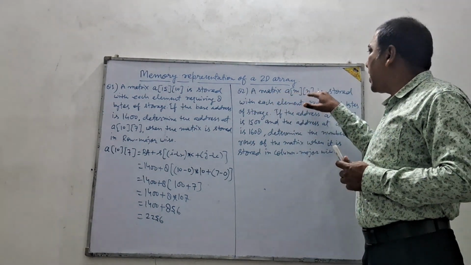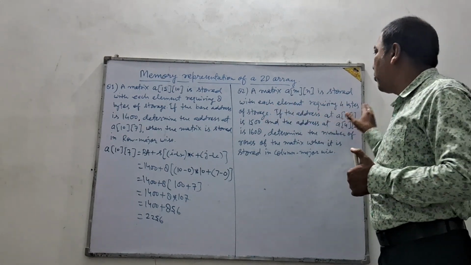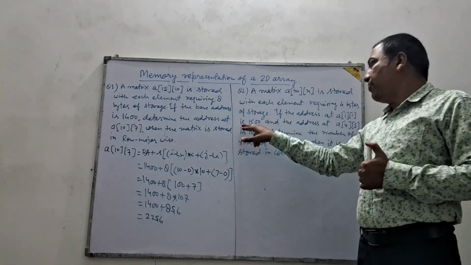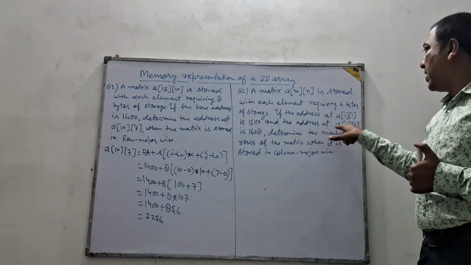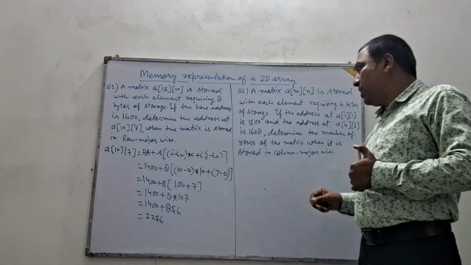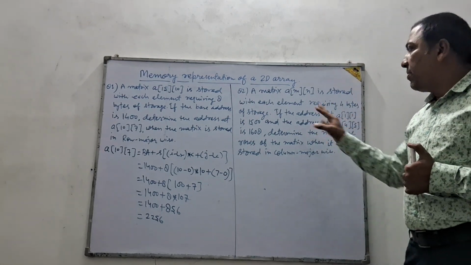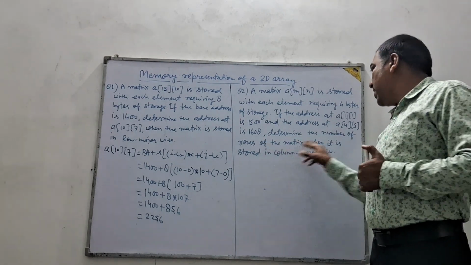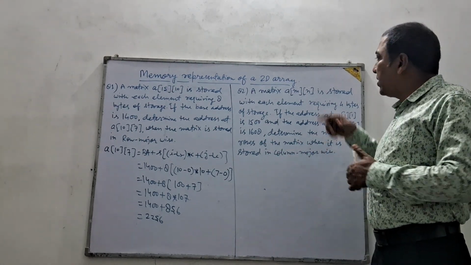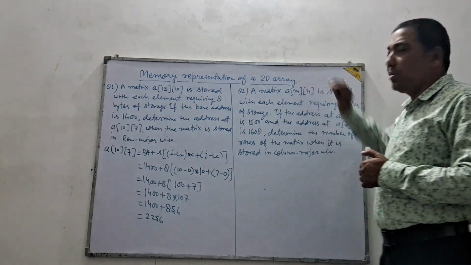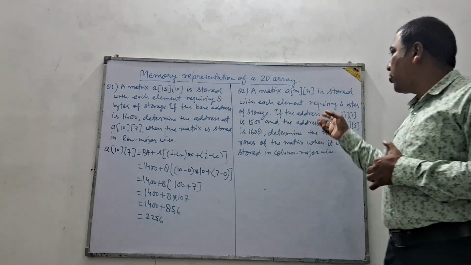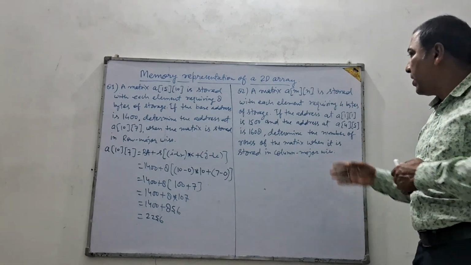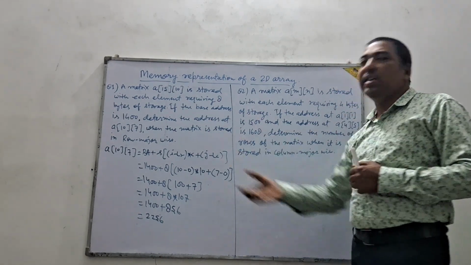A matrix A, m by n, is stored with each element requiring 4 bytes of storage. If the address at A11 is 1500 and the address at A45 is 1608, it means two different addresses are given. The base address is not given. Determine the number of rows of the matrix when it is stored column major wise. This time we have to find the number of rows. Rows is unknown and two different addresses are given. So in this way, any one address we can consider as the base address, and the other is the one you are going to find.